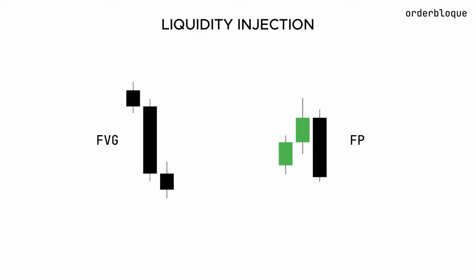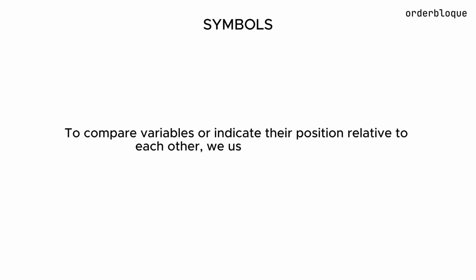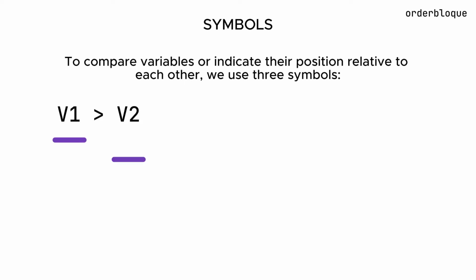And the final function is liquidity injection, which acts as a catalyst for accelerating price reversal within the zone of interest and beyond. It is performed only by fair value gap and fractal points. You already know why. But before we move forward, we need to understand something. To compare variables or indicate their position relative to each other, we use 3 symbols. Greater than indicates that variable number 1 is 1 time frame higher than variable number 2. Equal to shows that the first and second variables are on the same time frame.